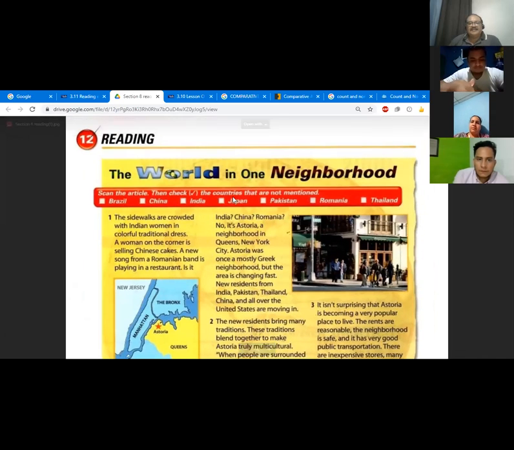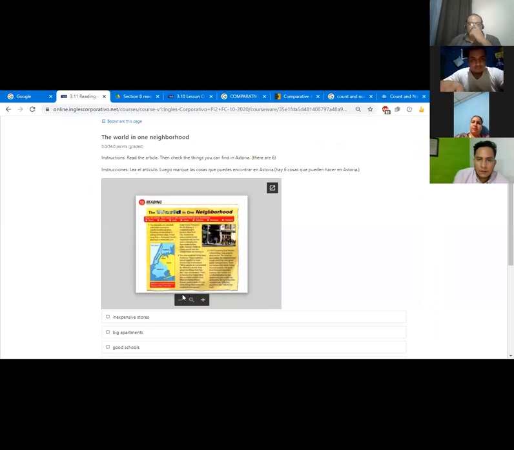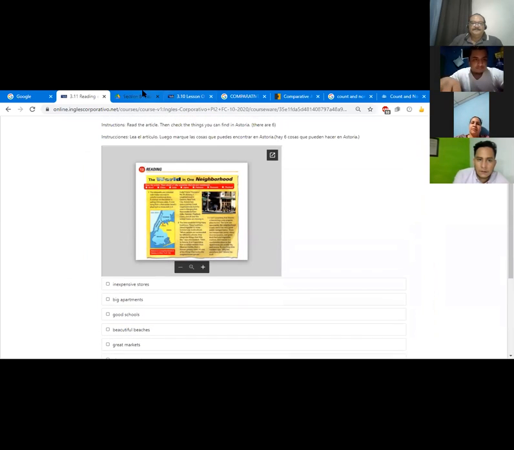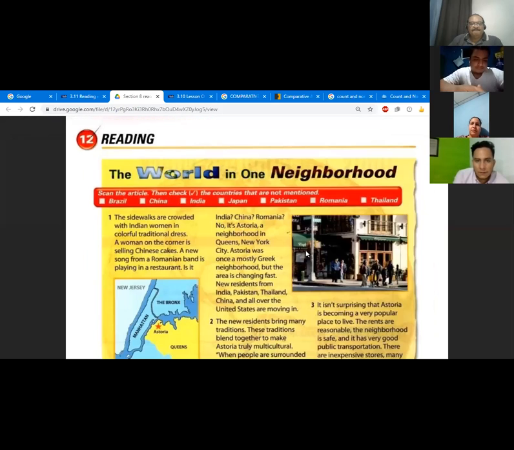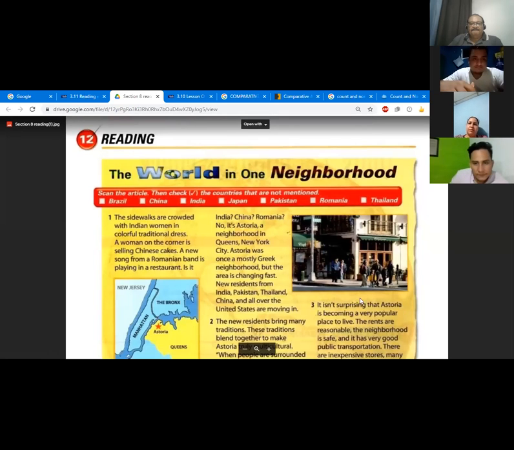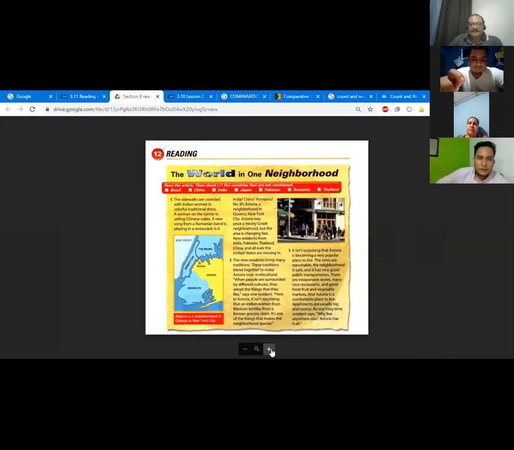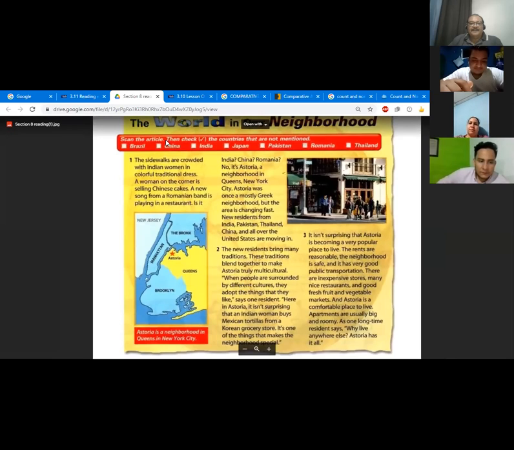It says, scan the article and check the countries that are not mentioned. Which are the countries that are not mentioned? Brazil. Only Brazil? Japan. Japan, okay, they didn't mention Japan either. Okay, you have Japan, Brazil. What else? Thailand? They mentioned Thailand? They mentioned, yes. Thailand. Okay, yes. Romania? Yes, it is mentioned too. Pakistan? Yes. Japan, no, right? No. Japan, no. And India? Yes. It's Indian food. China? Yes, right? It's a Chinese store in Brazil. Okay, so these are the places that are not mentioned.